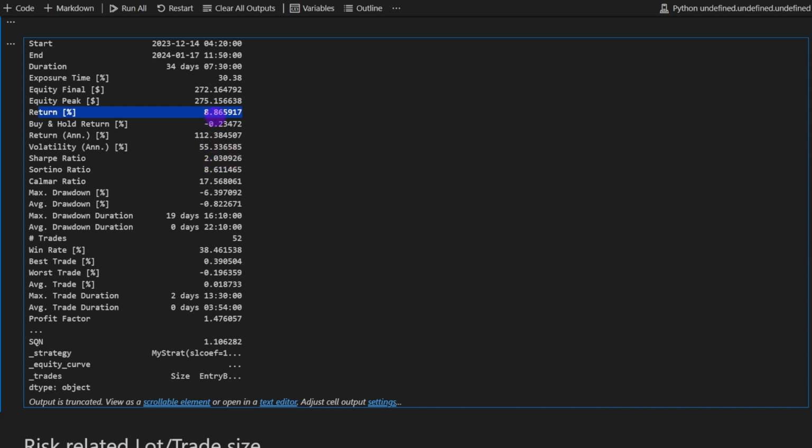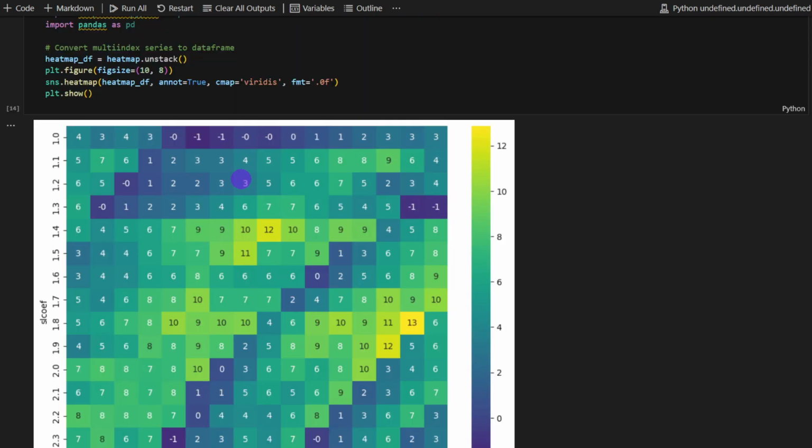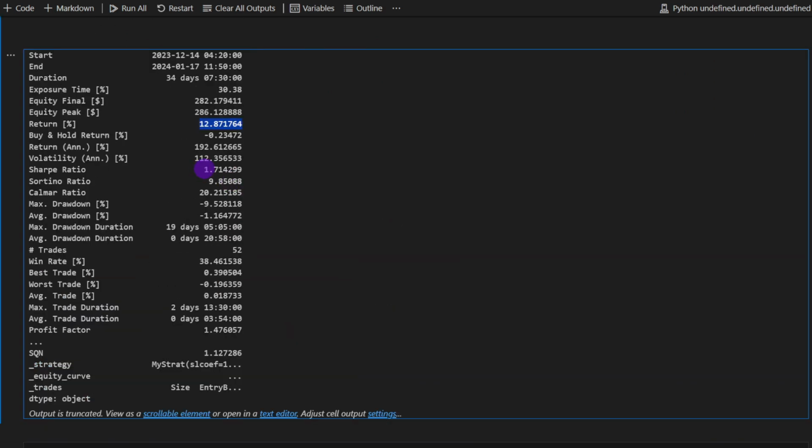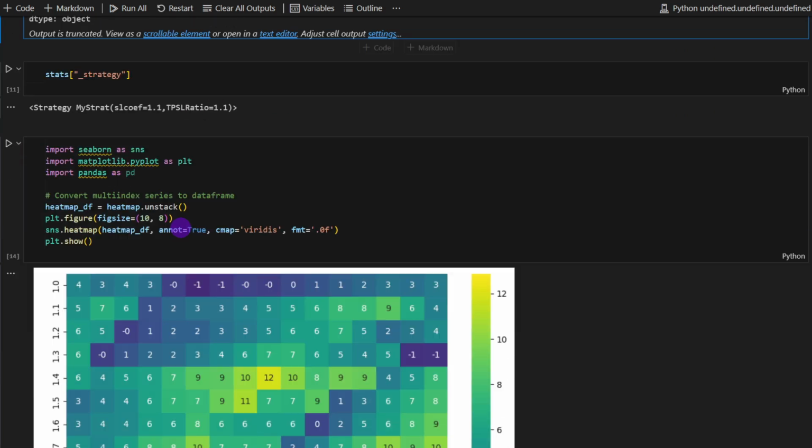So we have a bit less returns, but a better Sharpe ratio, because obviously if we adapt our trading to how much money we have in the account or the equity, we're going to decrease the trade size when we have less money, and therefore the risk is going to decrease as well. So previously we had more returns, but we were risking a bit more in our trading.